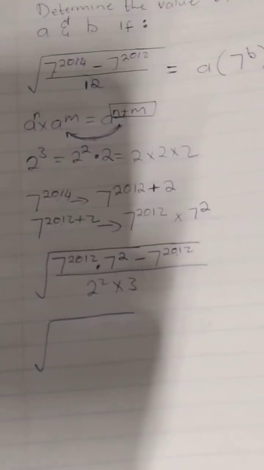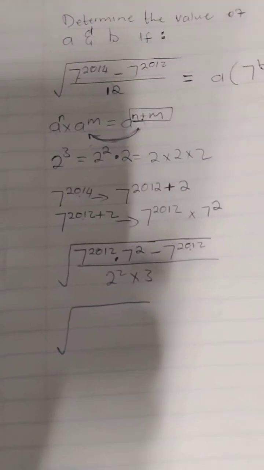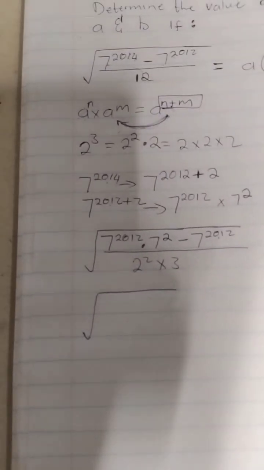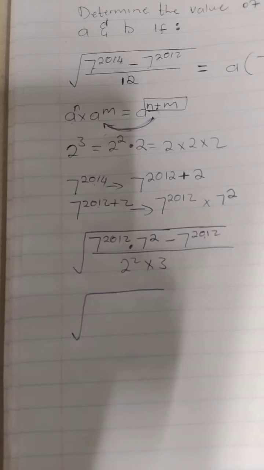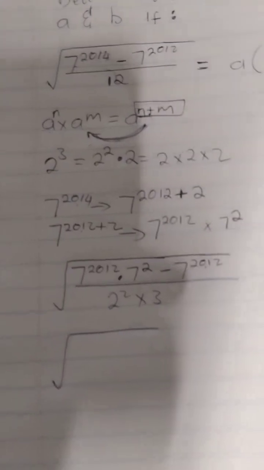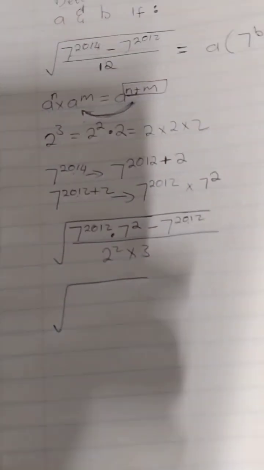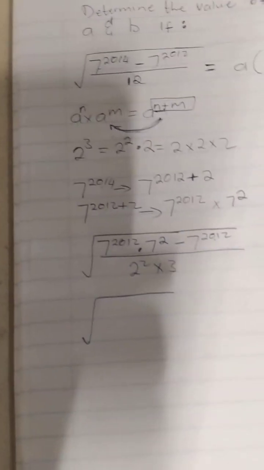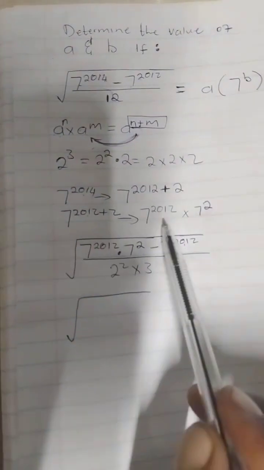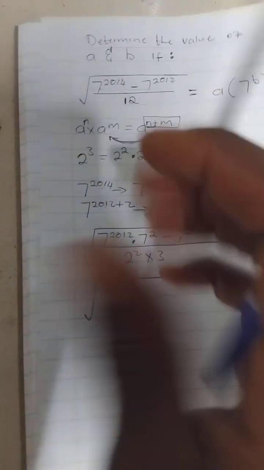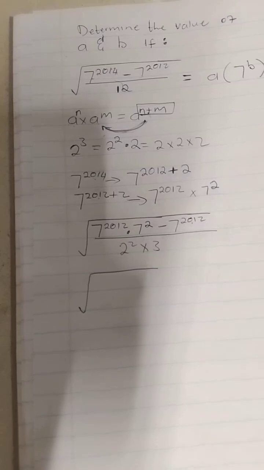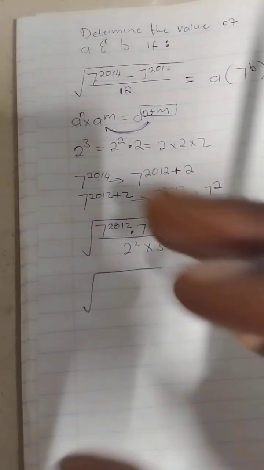Yes, the bases are the same. What's happening when the bases are the same? It's a common factor. We have the common factor on both terms. So if we have the common factor on both terms, we are going to take it out. That was the aim here, to make the bases the same so that we can take the common factor out.